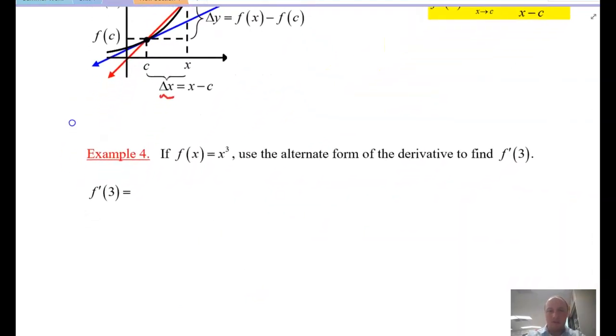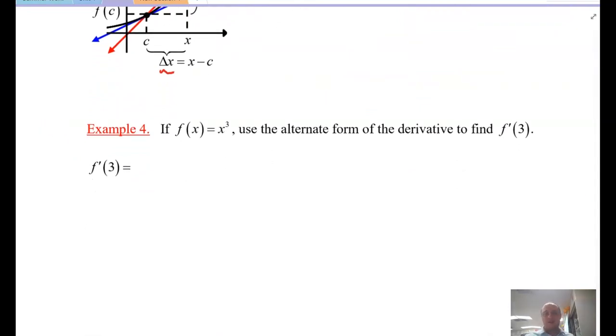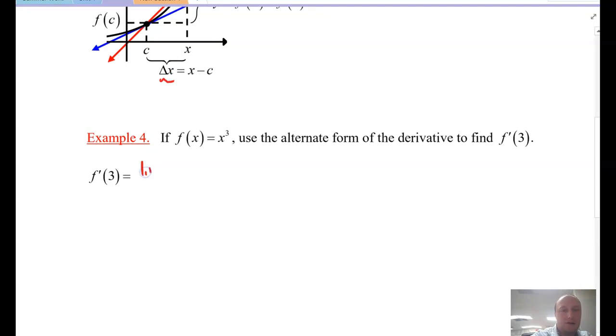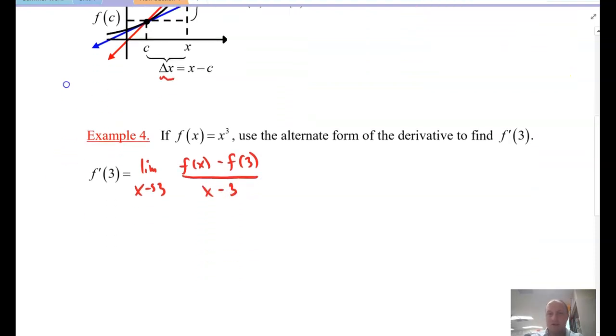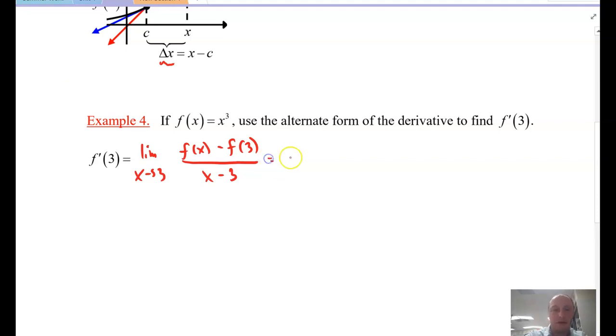So let's go ahead and look at this example. It says if f of x is equal to x cubed, use the alternate form of the derivative to find f prime of 3. Well, I know that the limit as x approaches 3 is equal to, and I'm going to use this form here. So here's the alternate form: f of x minus f of c, and in this case our c is 3, over x minus c, which is 3. So now I'm just going to do some substitution. So this is equal to the limit as x approaches 3 of f of x.